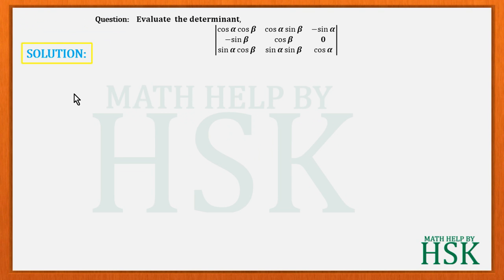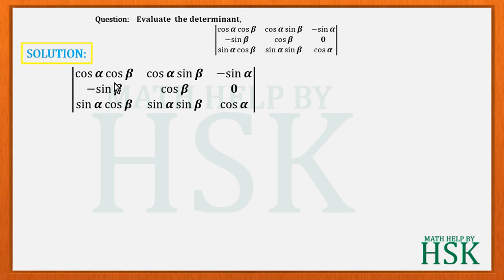Friends, to solve this question, first of all, we take the determinant which we have been given. On observing the determinant, we see that no term can be taken as common from any row or column, and secondly, we can't apply any row or column operation. So, to evaluate the determinant, we are going to expand this determinant.